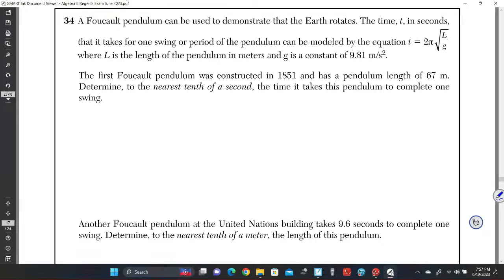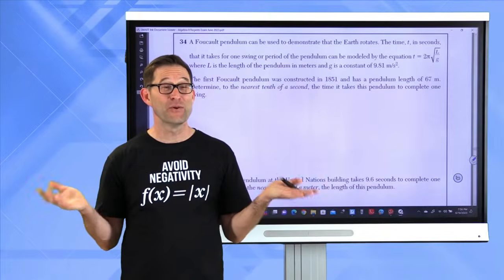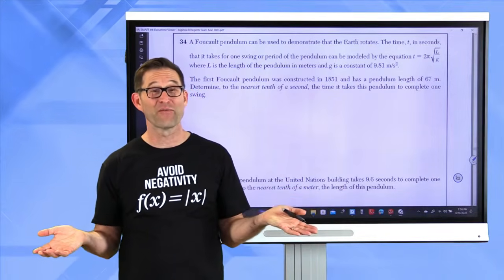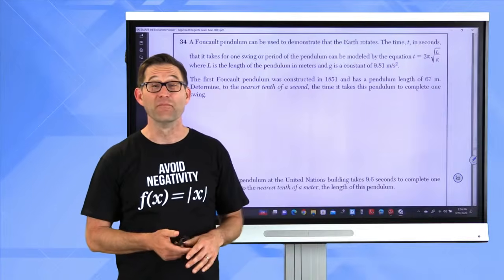The first Foucault pendulum was constructed in 1851, again totally irrelevant, this isn't a history exam, and has a pendulum length of 67 meters. That is a very, very long pendulum. 67 meters is 2/3 the length of a football field. I realize that isn't in the text and also irrelevant, but I find it cool and amazing. Can you imagine? Like, seriously, a pendulum that's like 2/3 the length of a football field. But I'm gonna believe him. I'm just gonna believe him.